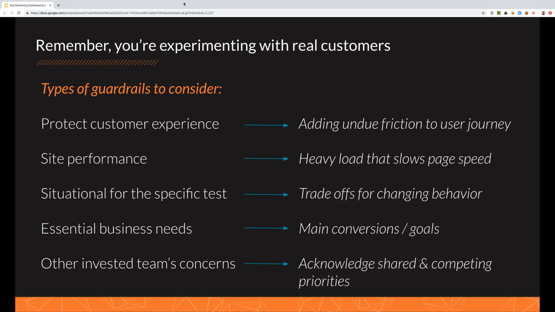And then the last one is checking for any other invested teams' concerns. So again, we don't want to disrupt the politics of the organization. You're on a shared website. And so sometimes there are competing priorities, and you want to make sure they feel heard and that you are watching how that part of the site is still performing.